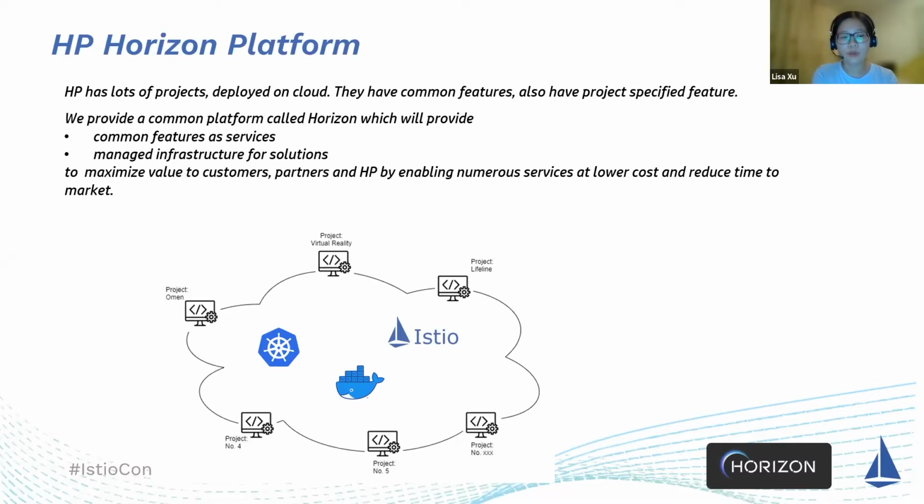So we decided to provide a common platform called Horizon, which mainly provides two parts. The first is that we serve the common features as a service, so each solution doesn't have to develop these services on its own, but can leverage our common service. The second is that the Horizon platform also aims to provide managed infrastructure, so solutions don't have to operate their own infrastructure, but can load their services into our managed infrastructure.